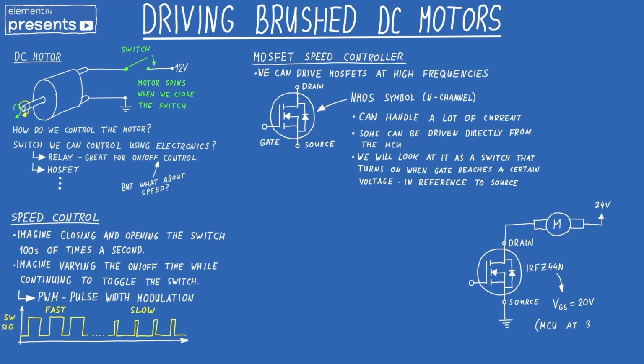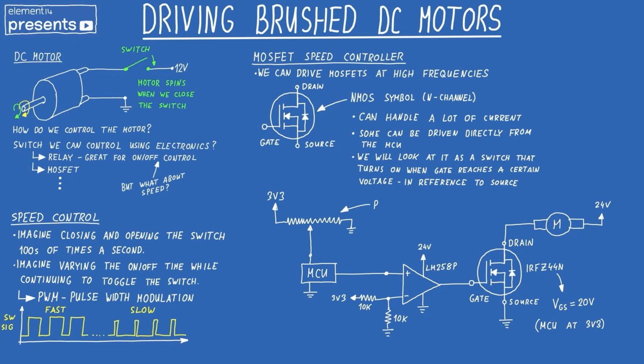Since our microcontroller can generate a PWM signal at 3.3 volts, we need something in between to drive that MOSFET at the appropriate voltage. The proper way of doing this would be using a dedicated MOSFET driver IC, but for this simple test I will use the LM258P op-amp configured as a comparator that will act as a level translator to drive the gate of the MOSFET with over 20 volts, while the Pico will be at 3.3 volts. Let's take a look at the circuit on the bench.